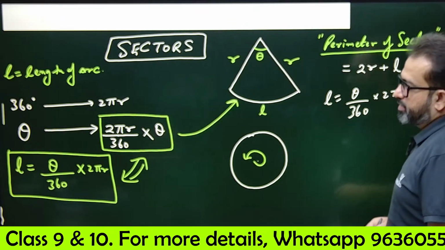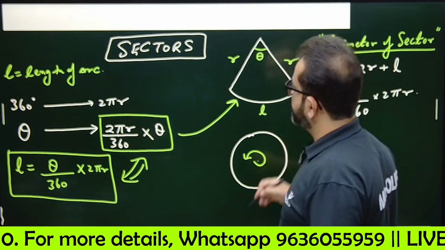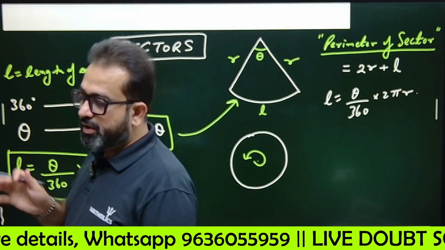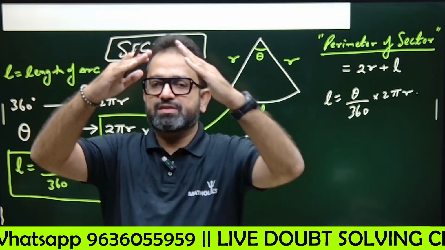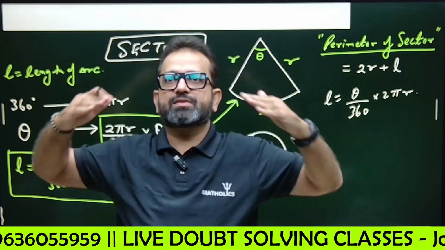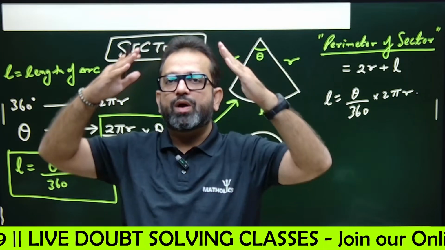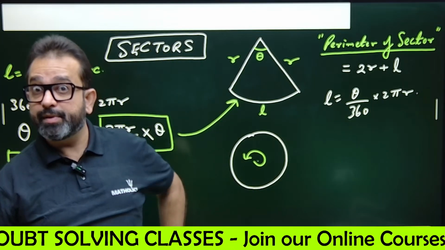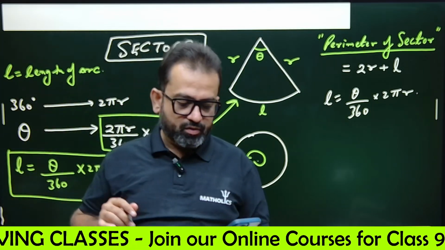You can copy this formula also. So perimeter of sector will be twice radius plus the arc length. If this is a sector, you have to add these two r's also for finding perimeter. Length of arc is L, no worries.